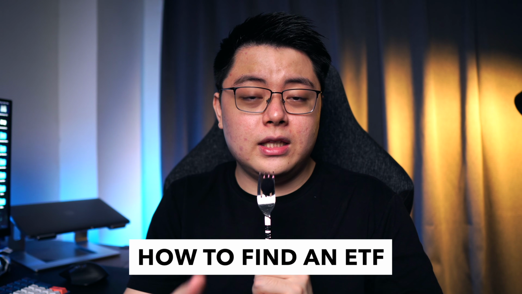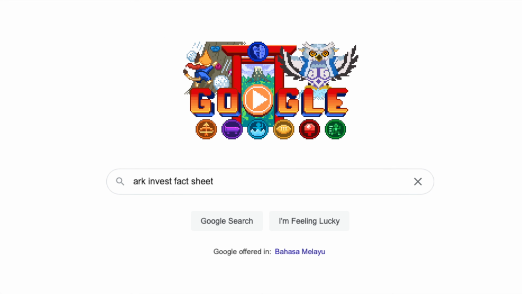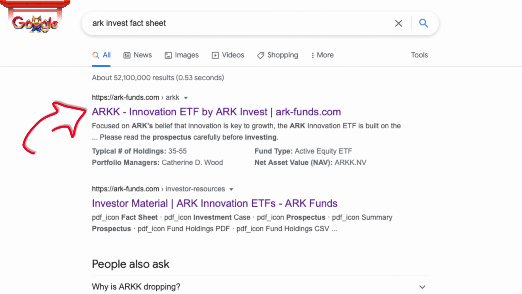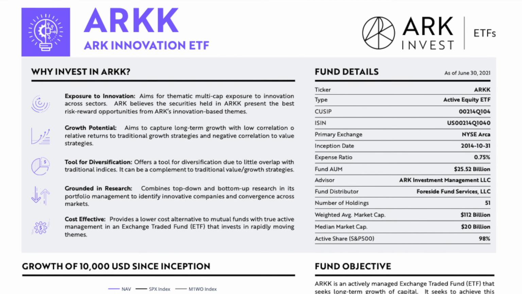So after knowing the basics of an ETF, let's find an ETF for us to dive deeper into it. As a general rule of thumb, whenever you want to research any ETF, the first thing that you need to look for is the ETF's fact sheet. To put it simply, you can just Google them. Let's say you want to study ARK Invest, just type ARK Invest fact sheet, and you should have access to the fact sheet PDF, which is a publicly available document.